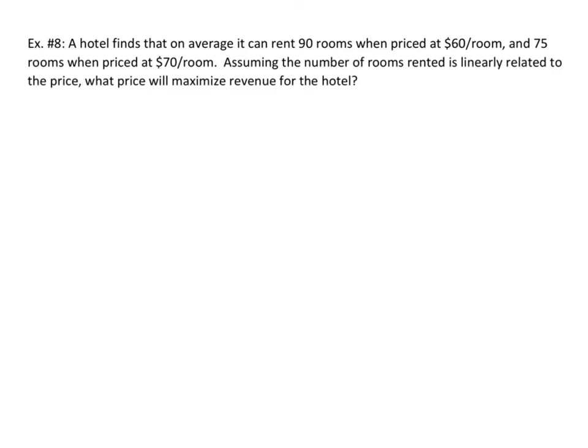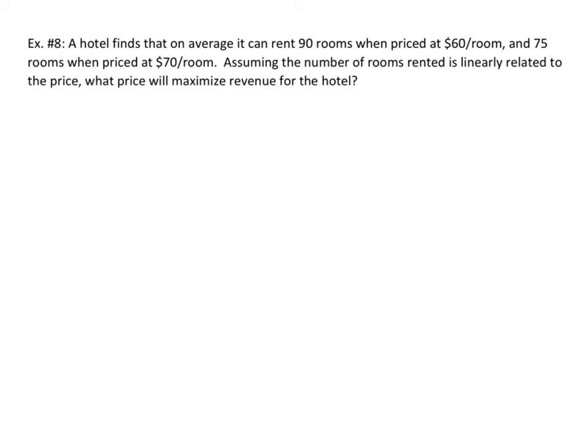A hotel finds that on average it can rent 90 rooms when it's priced at $60 per room and 75 rooms when priced at $70 per room. So, assuming the number of rooms rented is linearly related to the price, what price will maximize revenue for the hotel? So, we have two steps that we want to think about here. The first step is setting up an equation that shows the linear relationship between price and number of rooms. And then once we have that relationship, then looking at the revenue function and how we can maximize that.